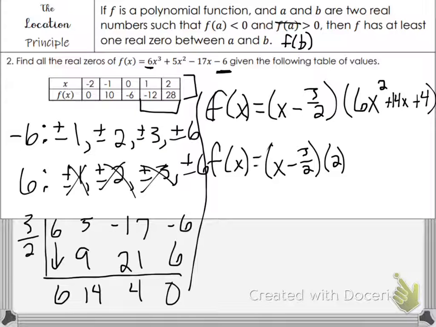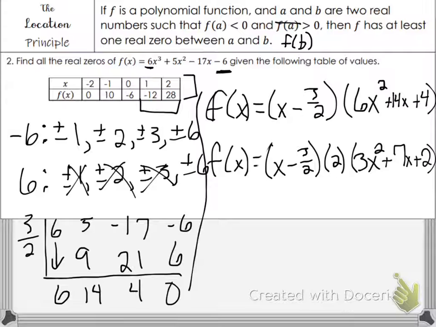If I factor out a 2, GCF of 2, 2 times what will give me 6x squared? 3x squared. 2 times what will give me 14x? 7x. 2 times what will give me 4? 2. Any questions on how I factored so far? Can 3x squared plus 7x plus 2 be factored further? Yeah, it can. Let's keep factoring.